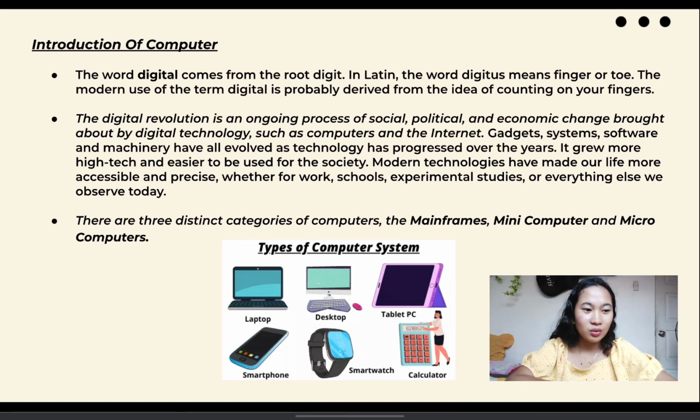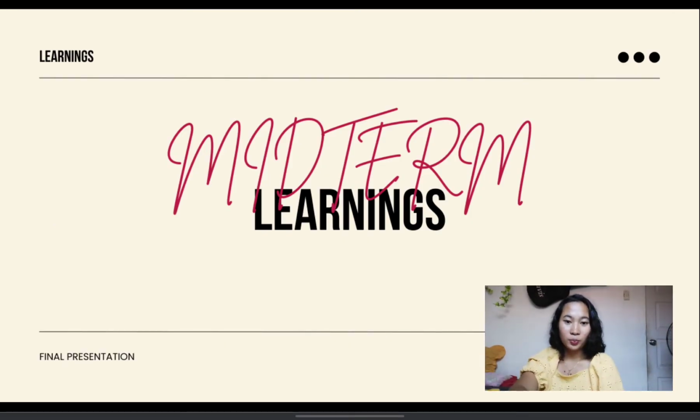The digital revolution is an ongoing process of social, political, and economic change brought about by digital technology such as computers and the internet. So it is very convenient for people to have this technology, as we are experiencing it today. There are three distinct categories of computers: the mainframes, minicomputers, and microcomputers. These are the types of computers we have. So that's for our prelim.